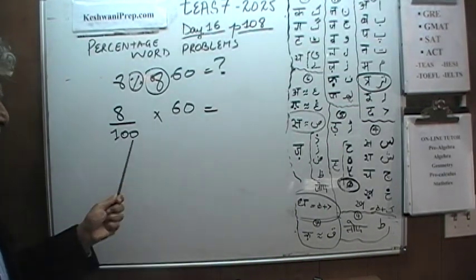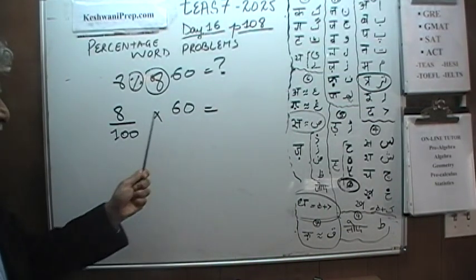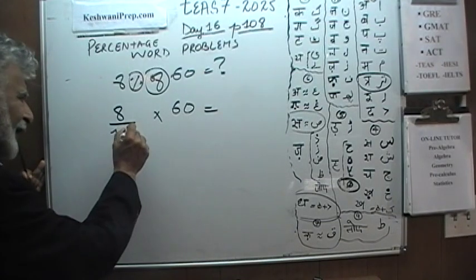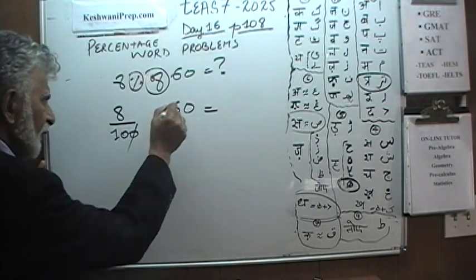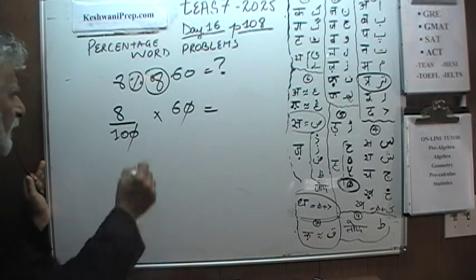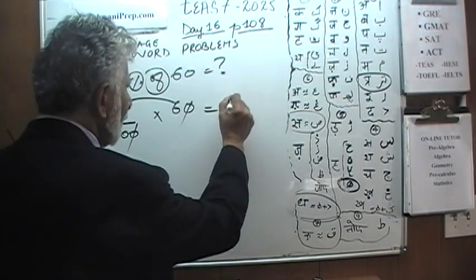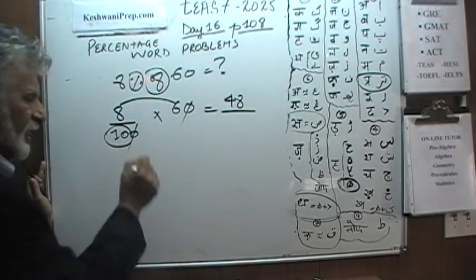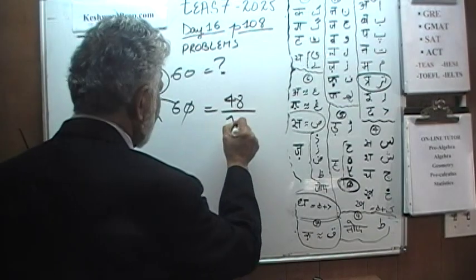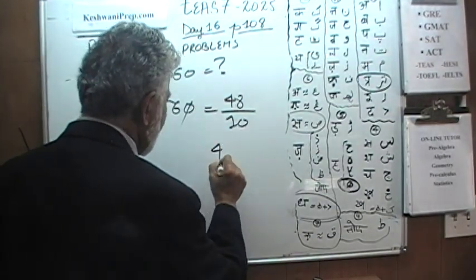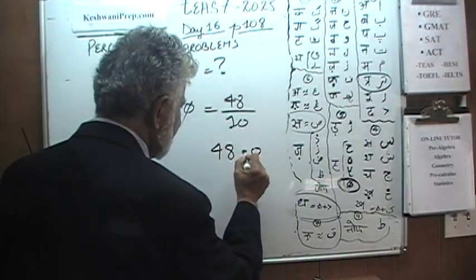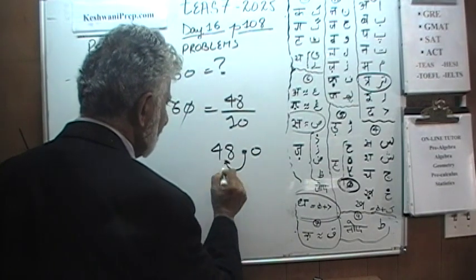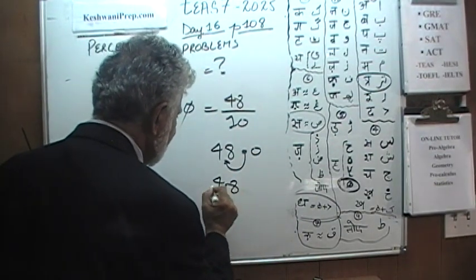Well, I see a 0 here, I see a 0 here, which means this is a multiple of 10, this is a multiple of 10. Let's divide top and bottom by 10. This 0 is going to go away. And now all you have to figure out is 8 times 6, which is 48. And we have a 10 at the bottom here. Don't forget that. 48 divided by 10. When you divide 48 by 10, you simply move the decimal one place. So it's 4.8. That's the tax.